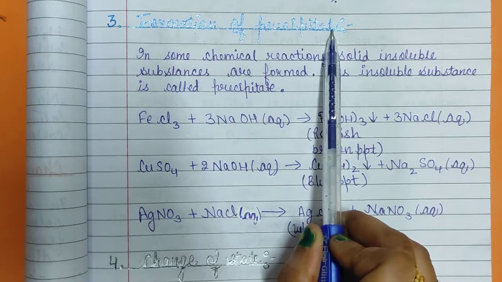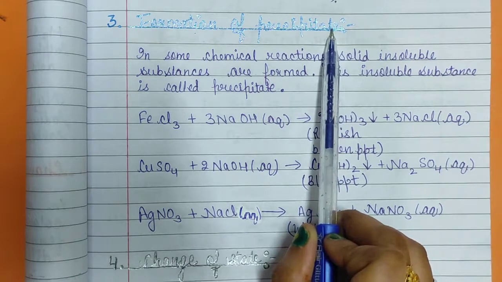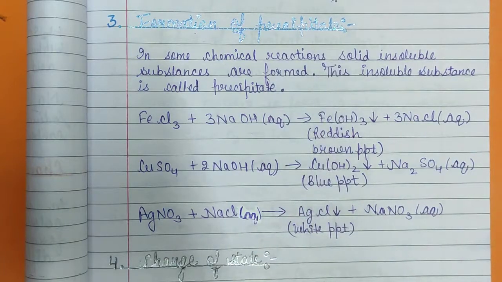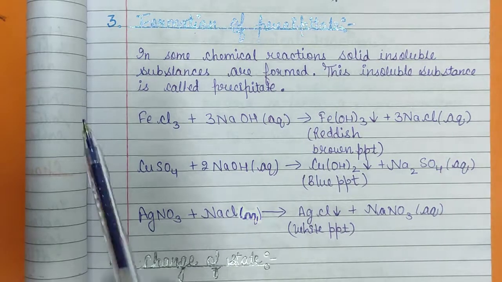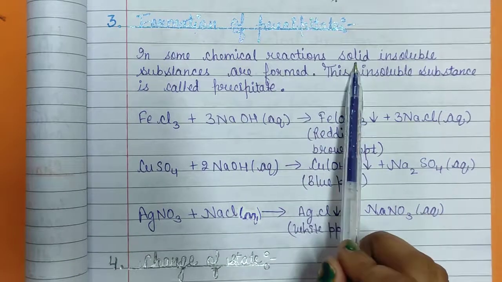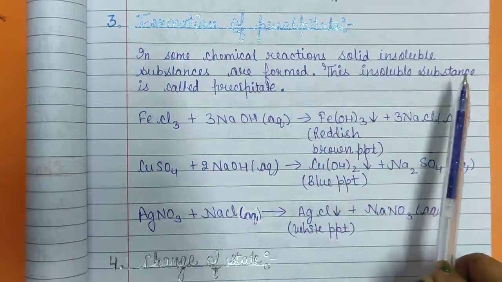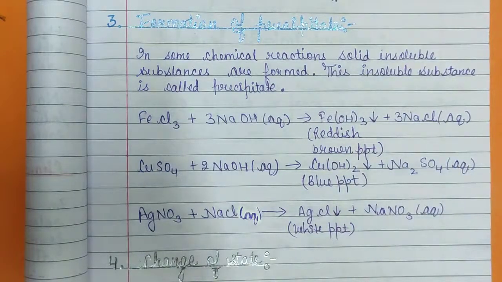You know what is precipitate? We have discussed in the previous class. Precipitates are the insoluble substances which are obtained by the reaction. In some chemical reactions, solid insoluble substances are formed. These insoluble substances are called precipitate. So over here on page number 3, there are some reactions given to you in which the precipitate has formed, from which I will discuss two reactions with you.